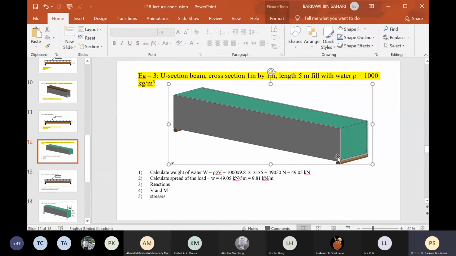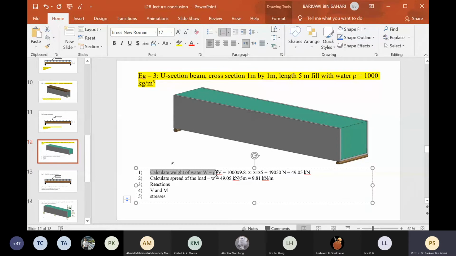So this is the beam, U-shape, 1 meter by 1 meter cross section, and 5 meter long. And it is filled with water. You know, the green liquid there is water. So what do you have to do? You still need to develop the model for the load, and you may need to calculate the weight of water from rho g V. So rho is 1000, g 9.81, volume is 1 times 1 times 5. That gives you 49050 Newton or 49.05 kilonewton. So this is the total load.